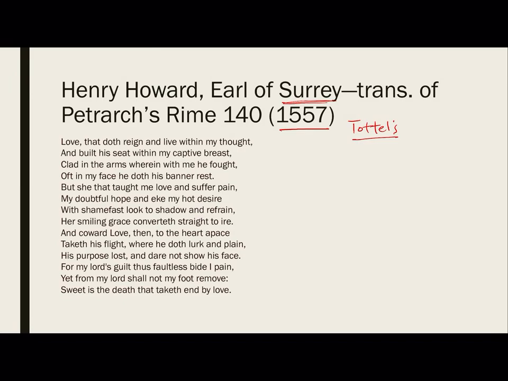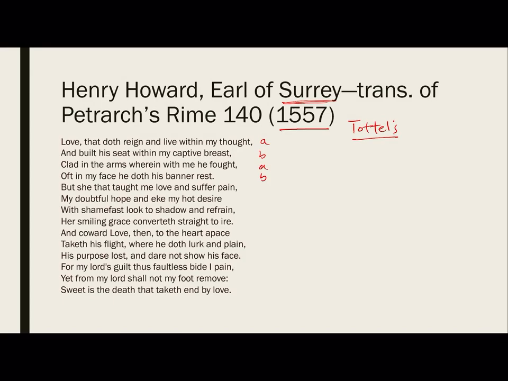Love that doth reign and live within my thought, and built his seat within my captive breast, clad in the arms wherein with me he fought. Oft in my face he doth his banner rest. So we're starting off easily enough, right? A, B, B, A. Let's see what the next lines do.